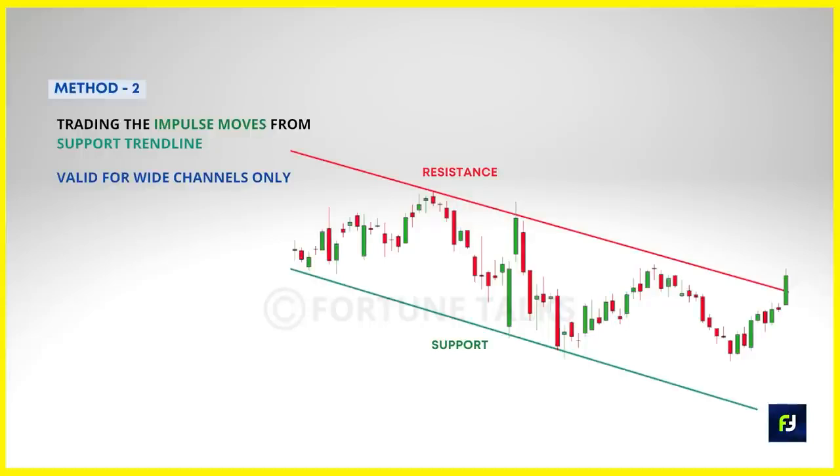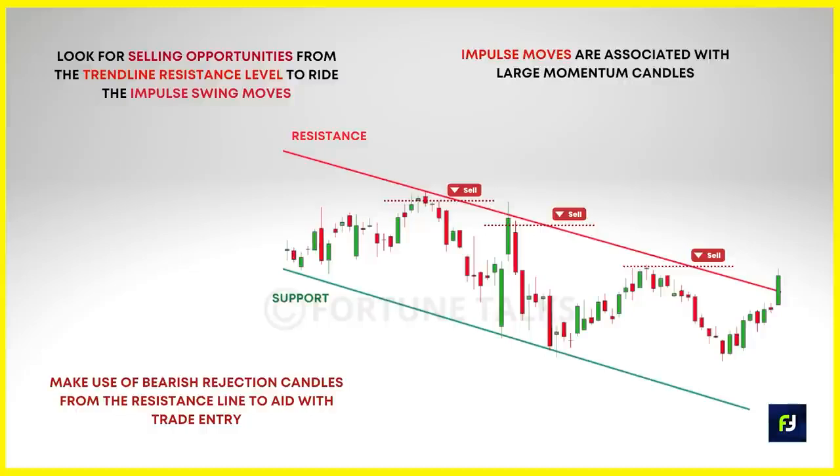Now the idea here is to trade the impulse move, or simply to trade in the direction of the existing market trend. So all you have to do is look for selling opportunities from the trendline resistance level to ride the impulse move, because impulse moves are associated with stronger momentum candles and you will be trading along with the market price flow.